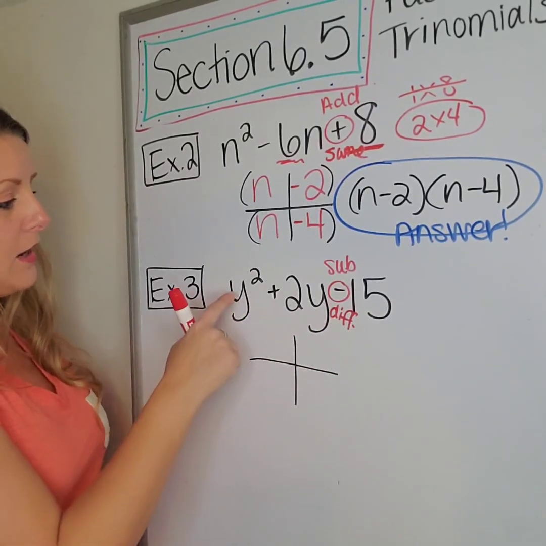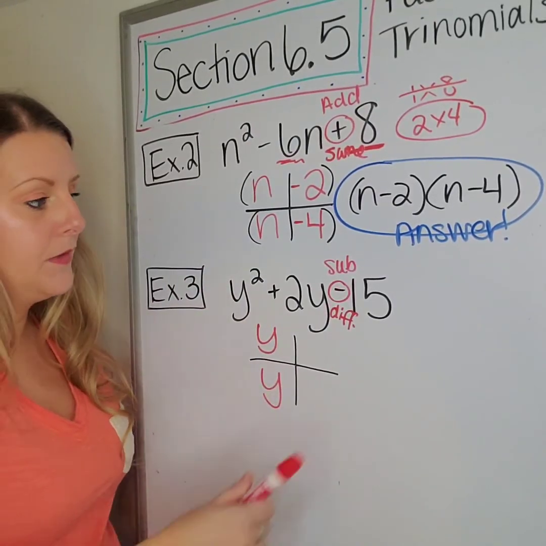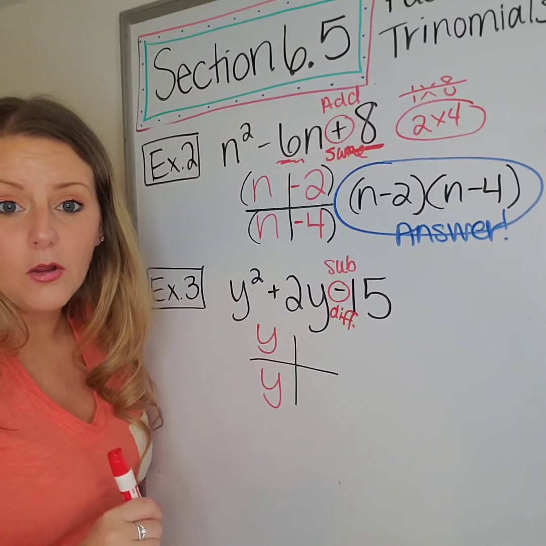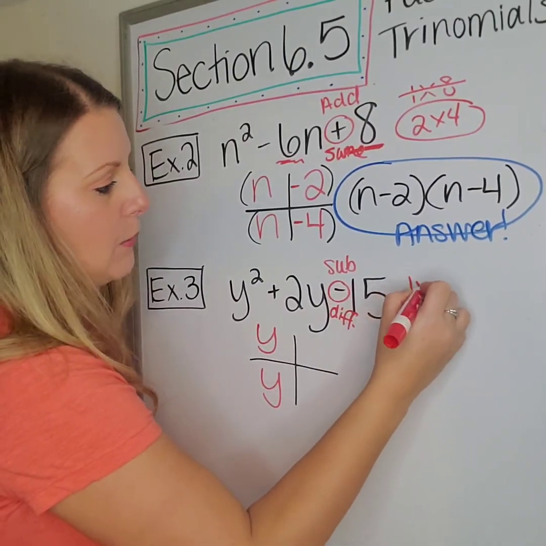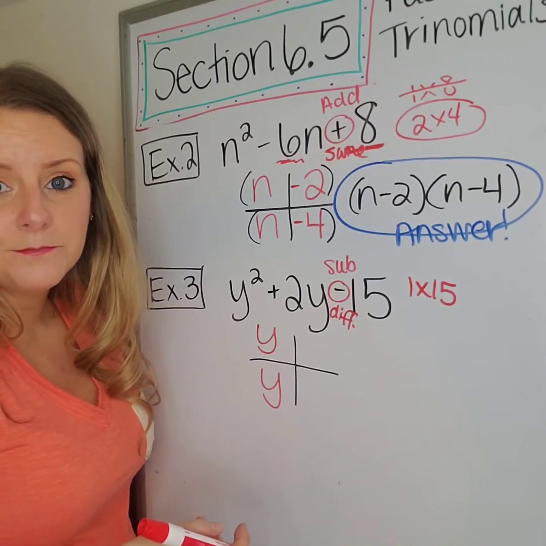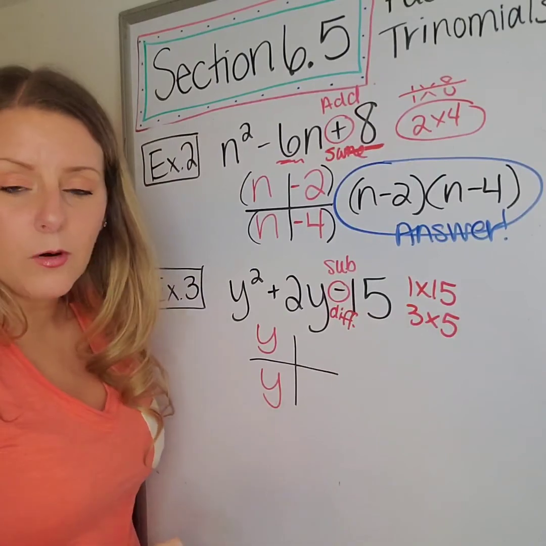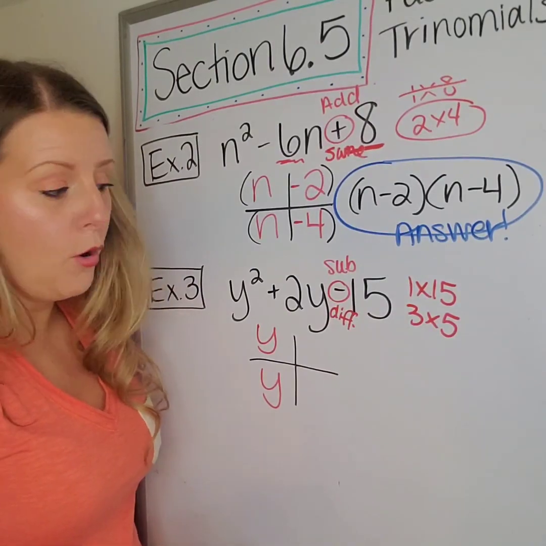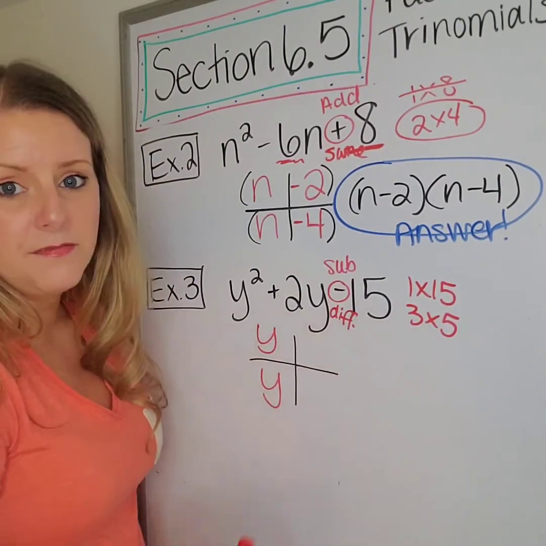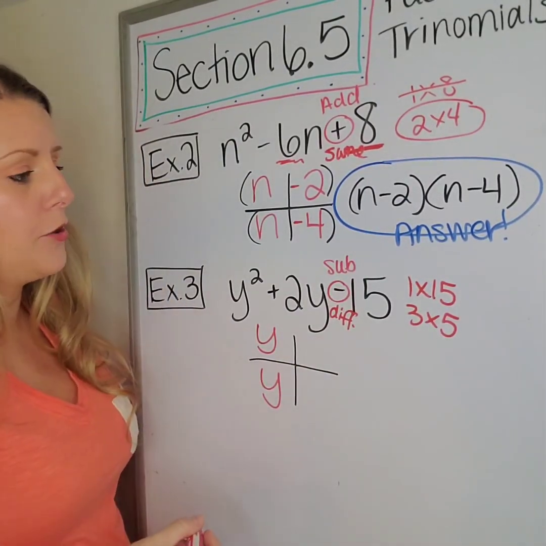So we're going to start out with y squared. That's the easy part, y times y. Okay, 15. I need to list all the factors of 15. So I always start with 1 times 15. Does 2 go into 15? No. Does 3 go into 15? Yep, 3 times 5. Does 4 go into 15? Nope, not evenly. And then we're back to 5. Once you've done that, you come full circle and realize you tried all your options.